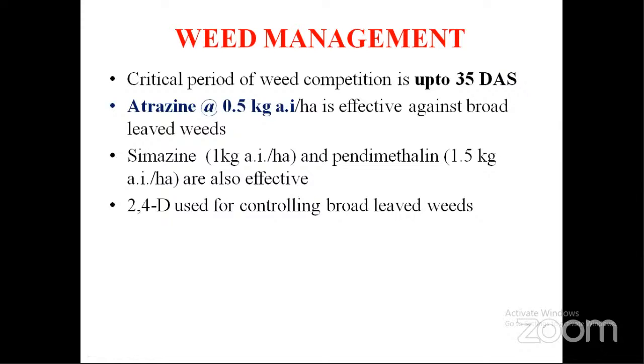Weed management: the critical period is up to 35 days after sowing. Atrazine is recommended in the bajra crop, at 0.5 kg active ingredient per hectare. Simazine and pendimethalin are also effective in this crop. If a high amount of broadleaf weeds is present, we can apply 2,4-D.